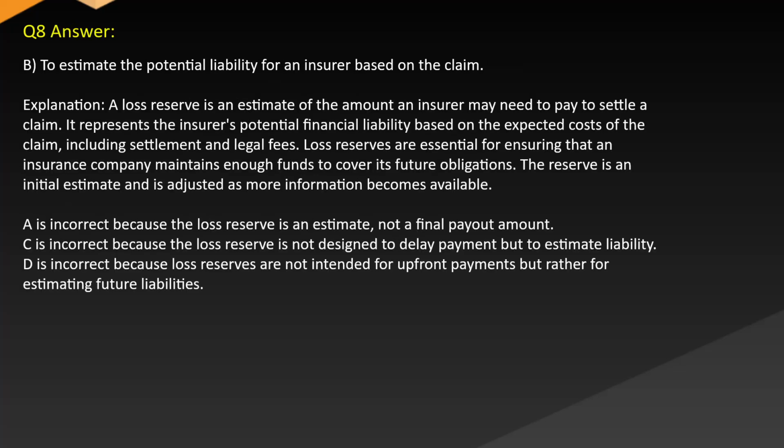Answer. B. To estimate the potential liability for an insurer based on the claim. Explanation. A loss reserve is an estimate of the amount an insurer may need to pay to settle a claim. It represents the insurer's potential financial liability based on the expected costs of the claim, including settlement and legal fees. Loss reserves are essential for ensuring that an insurance company maintains enough funds to cover its future obligations. The reserve is an initial estimate and is adjusted as more information becomes available.